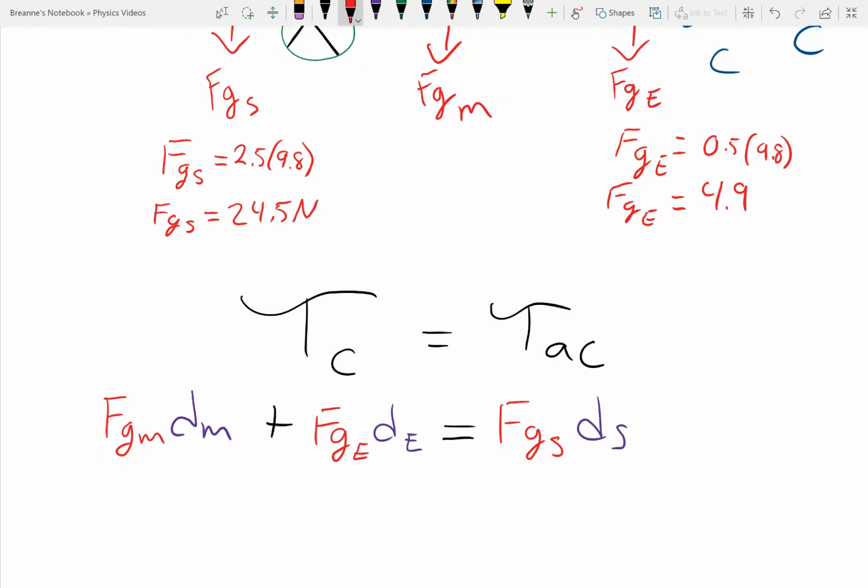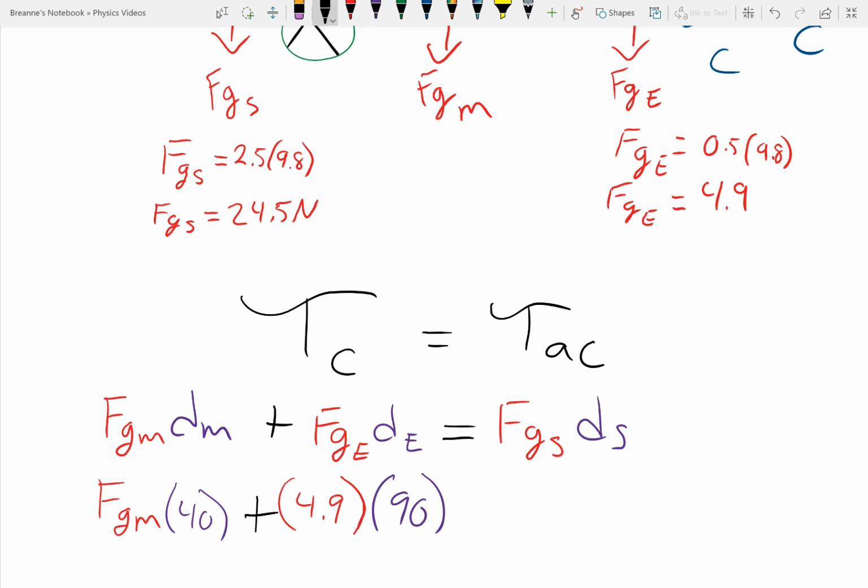So we don't know the force of gravity of the meter stick, so that just stays. Our distance was 40. Force of gravity of the eraser was 4.9. Our distance was 90. Our force of gravity of the soap was 24.5, and our distance was 10.